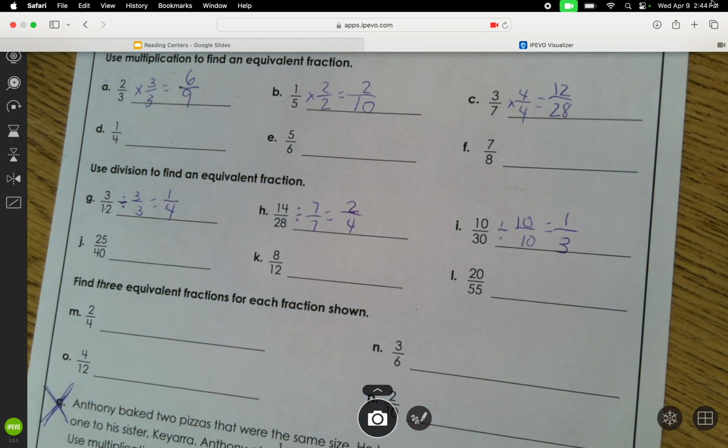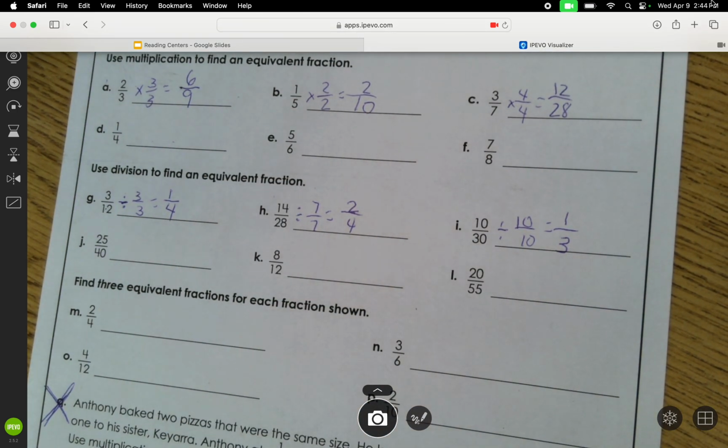1/3. We could also do it by 5s, right? 5, 10, 15, or 5, 10. That goes 5, 10, 15, 20, 25, 30. 30 is also divisible by 5.